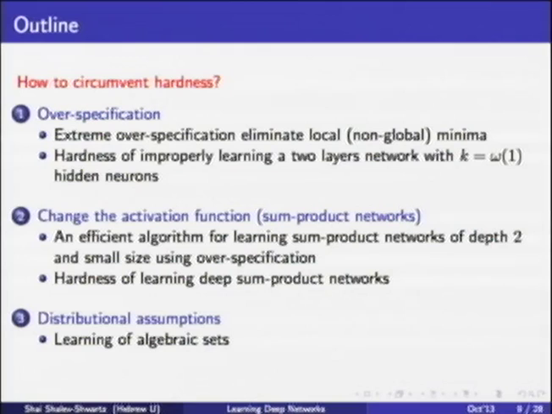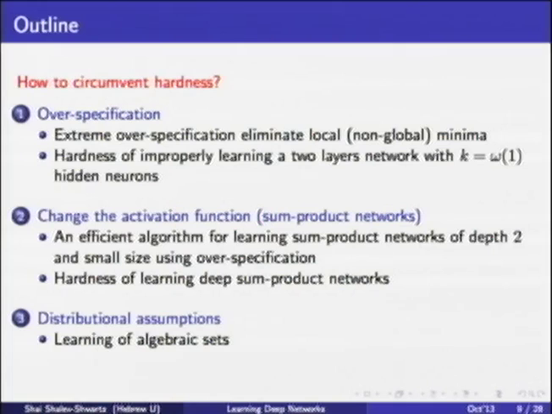So we need another idea, and the second idea is to change the activation function. So recall that in a neural network we have an inner product with some weights and then an activation function, usually taken to be a sigmoidal function. So maybe we can change the activation function to be some simpler nonlinear function, and I will talk about the square function, which is maybe the simplest nonlinear activation function. I will show a positive result, an efficient algorithm for learning sum product networks. These networks just sum and take products because the activation function is square. So for depth two and small size sum product networks, I will show an efficient algorithm for learning them. This is already a nice achievement because with the sigmoidal activation function, I will show you a hardness result even for two layers and a very small number of hidden neurons.